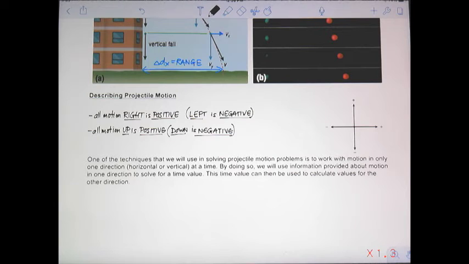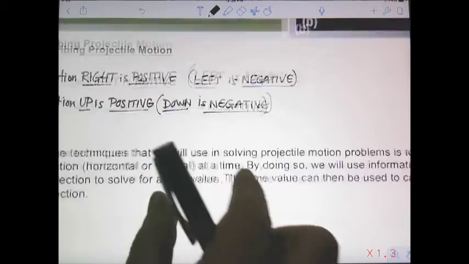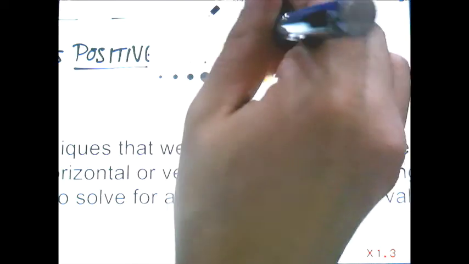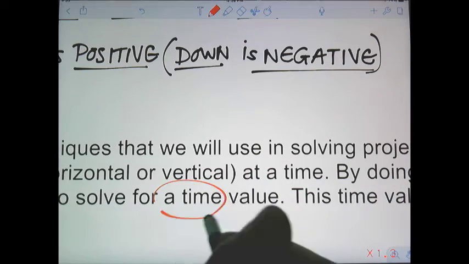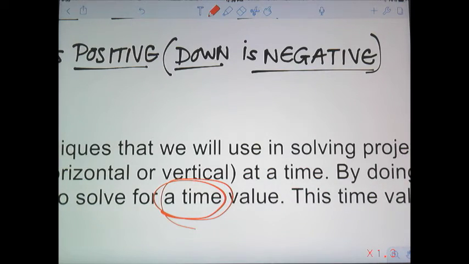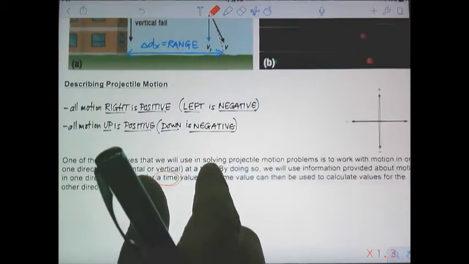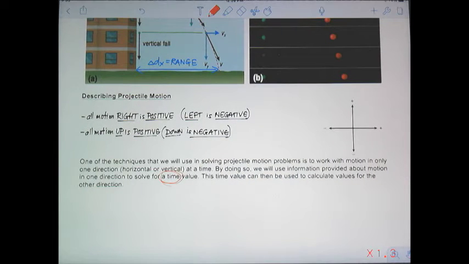So one of the techniques that we'll be using in solving projectile motion problems is to work with motion in only one direction, either horizontal or vertical, at a time. By doing so, we will use information provided about the motion in one direction to solve for a time value. And as I said before, this is key. Solving for time is unlocking the key to all values in projectile motion. And it links the two frames of reference, horizontal and vertical, together.